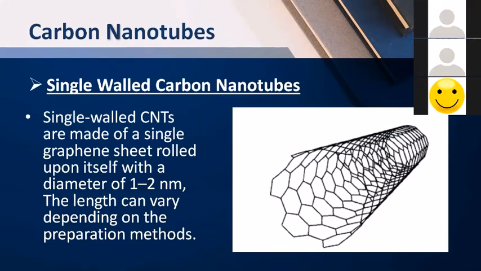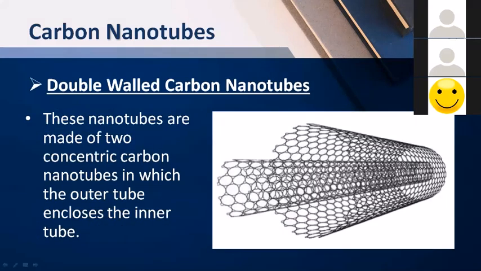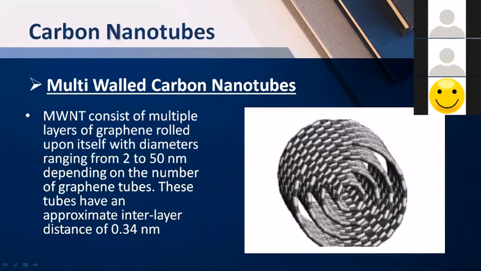In the double wall carbon nanotubes, there are two graphene sheets which are rolled up. In the multi-wall carbon nanotubes, we have many sheets of graphite which are rolled up and create the multi-wall carbon nanotubes. They have a diameter of 2 to 50 nanometers and more than 50 nanometers. The length of the carbon nanotube, in single wall, multi-wall and double wall, depends on the procedure by which we make the carbon nanotubes.